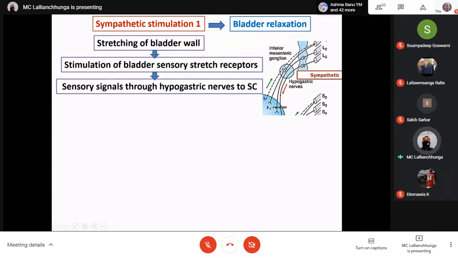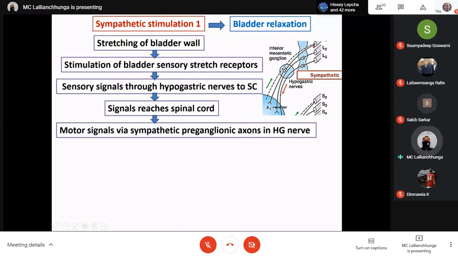This signal goes, as you know, through the hypogastric nerves to the spinal cord. SC means spinal cord. Because of stretching of the wall of the urinary bladder, a sensory impulse is sent to the spinal cord through the hypogastric nerve. The signal reaches the spinal cord and is processed there. It will then send back motor signals, motor impulses, towards the urinary bladder again. So here it is coming back.